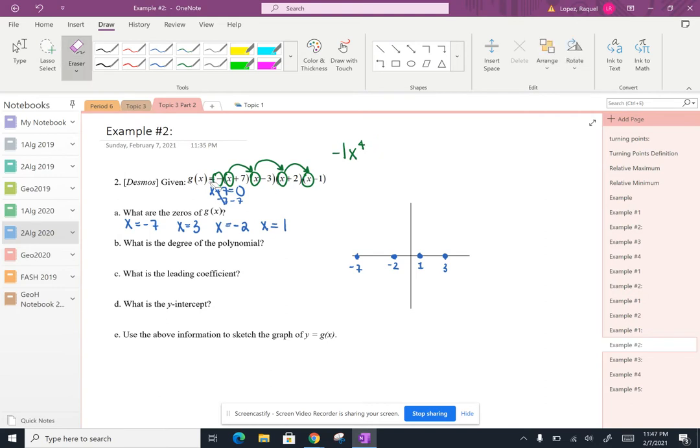Okay, so now that we know that, we can get our degree. The degree is the highest exponent, which is 4. The leading coefficient is -1.